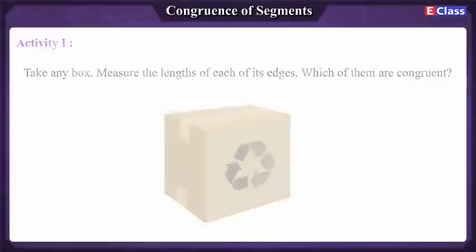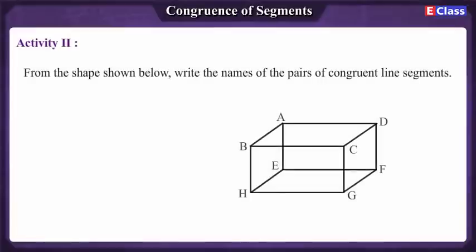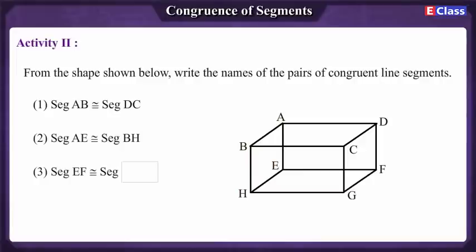Activity 2. From the shape shown below, write the names of the pairs of congruent line segments. 1. Segment AB is congruent to segment DC. 2. Segment AE is congruent to segment BH. 3. Segment EF is congruent to segment HG. 4. Segment DF is congruent to segment CG.